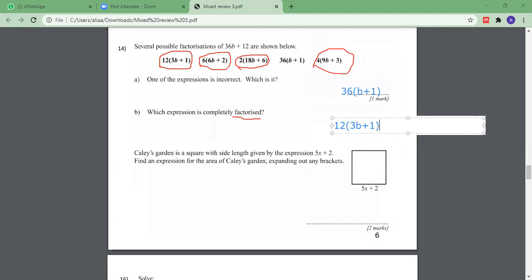Callie's garden is a square with side length 5x plus 2. Find an expression for the area. What's the meaning of the area? The area means multiplying length by width or side by side. So I will multiply.